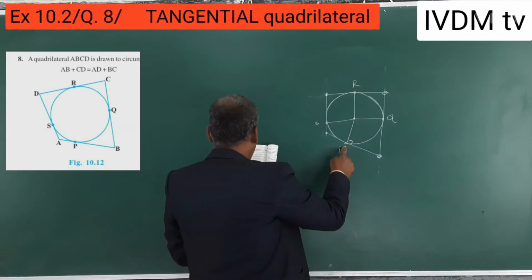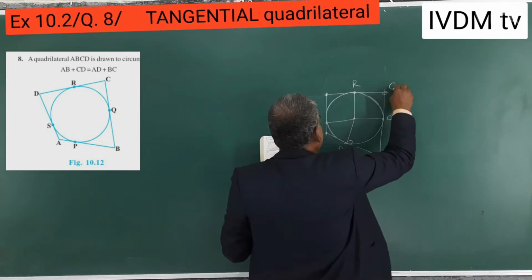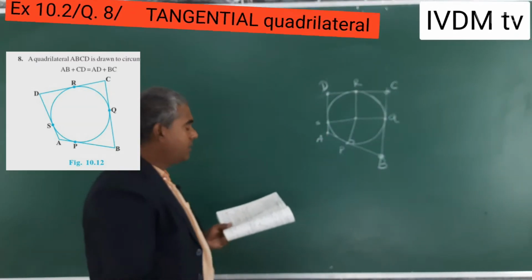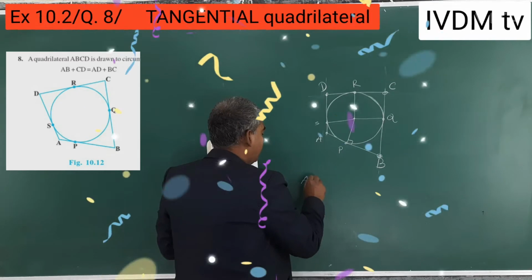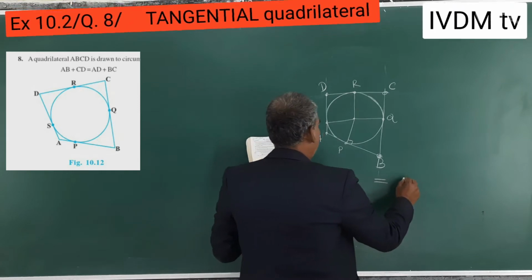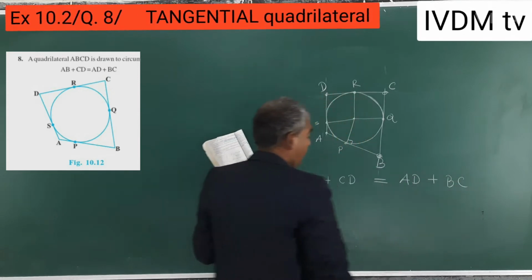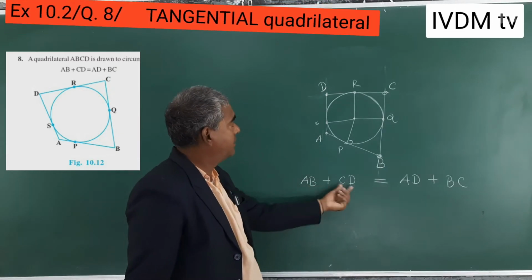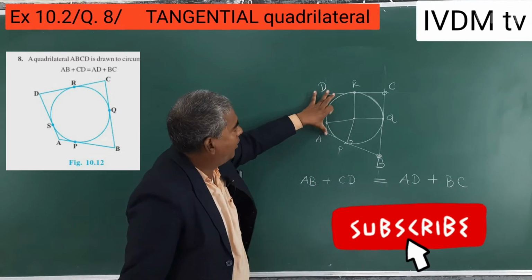So here P. So let us start from here. A, B, C, and D. You have to prove for ABCD this condition. What is this condition? This condition is AB plus CD is equal to AD plus BC. This is what? AB plus CD, AB, then CD. This is the sum of opposite sides.